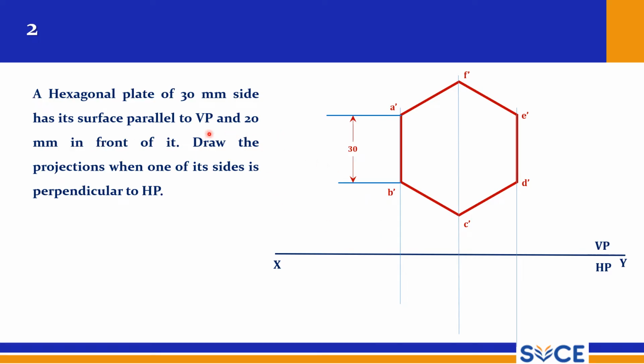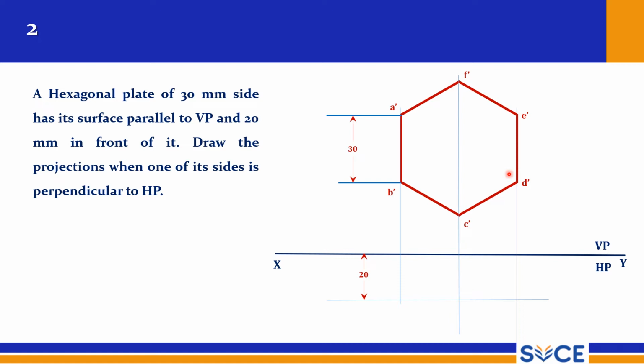So the plate is 20 mm in front of VP. So measure 20 mm. Then the distance from the XY reference line to this C dash, B dash, or D dash can be any arbitrary distance, so nothing is mentioned in the problem.